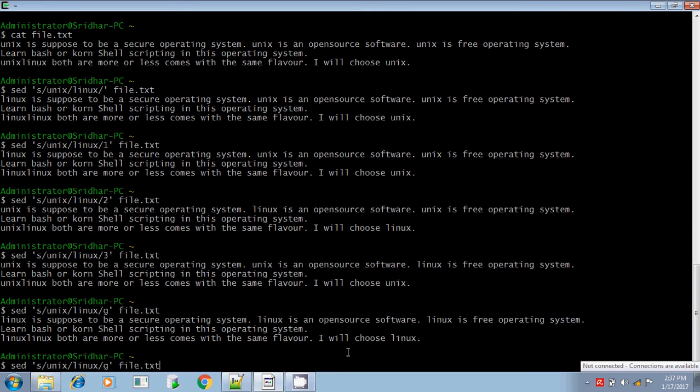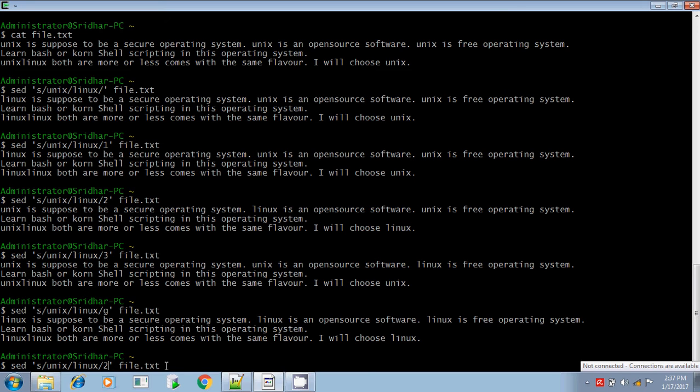If you put G, there is one more example: 2G. 2G means it's combining both the line addressing and G. What is meant by 2? If you give simply 2, only the second instance will be replaced.